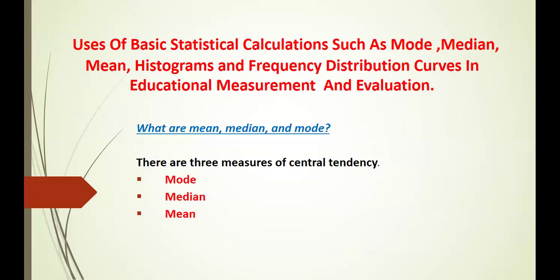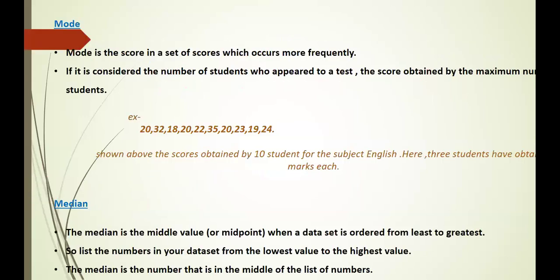My topic is uses of basic statistical calculations such as mode, median, and mean in educational measurement and evaluation. Under the topic, there are 3 measures of central tendency, and also these are different types of averages from a data set. So first I'm going to explain mode. Mode is a score in a set of scores which occurs most frequently. It means mode is the most frequent value, or the value that appears most often. Here there is an example.